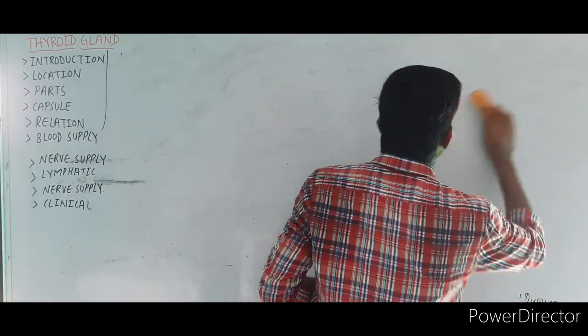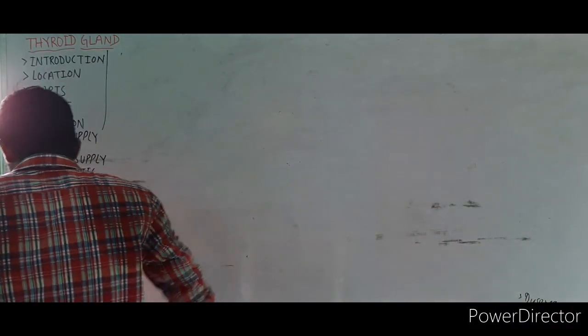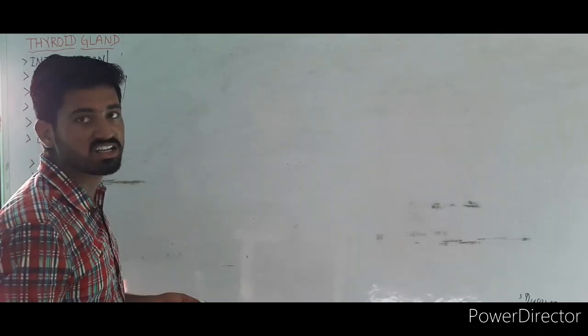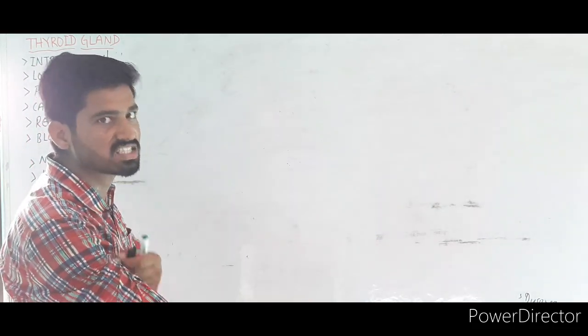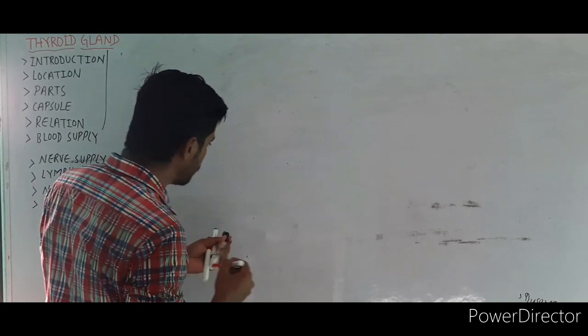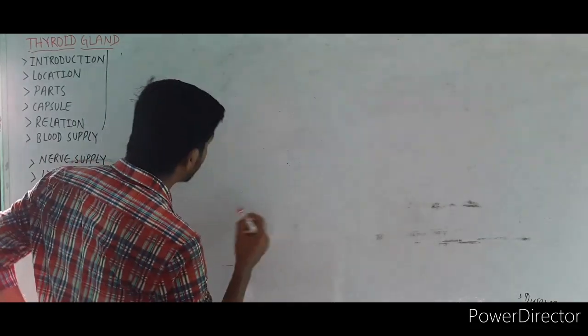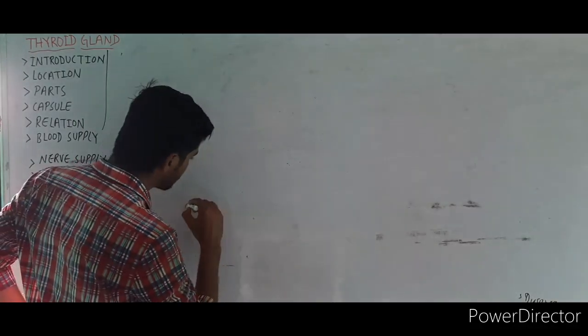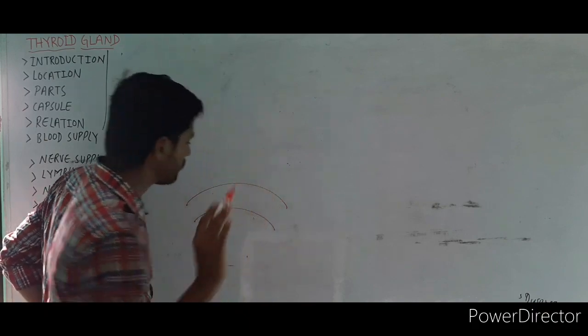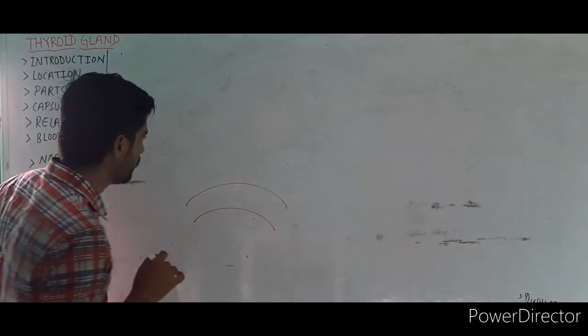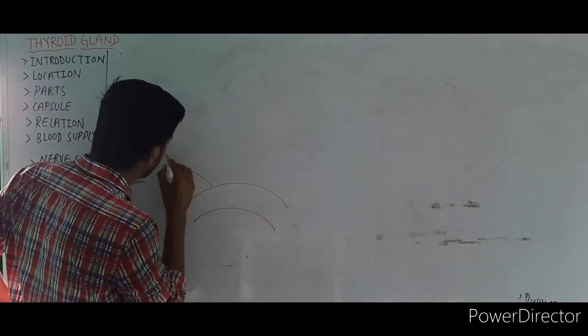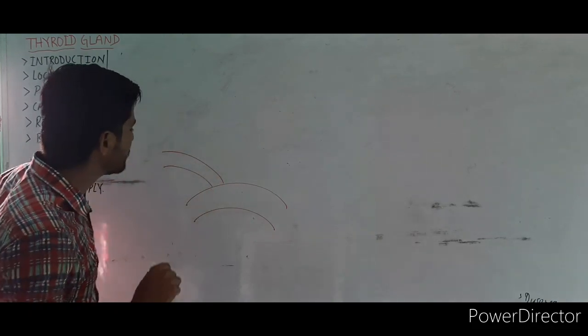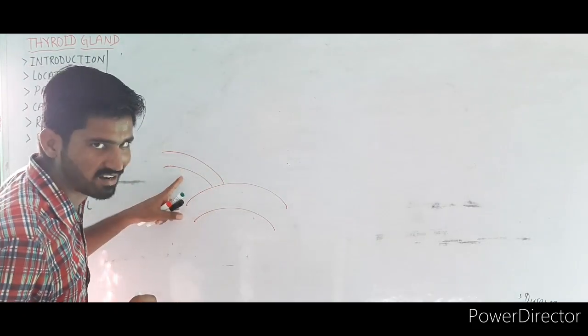Now, you have to know the branches. Okay, the superior thyroid artery is a branch of the external carotid artery, right? So, come here. We are starting from basics. This is the arch of aorta. Am I right? What is this? This is the brachiocephalic trunk.